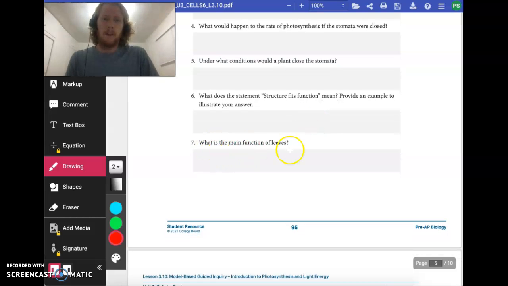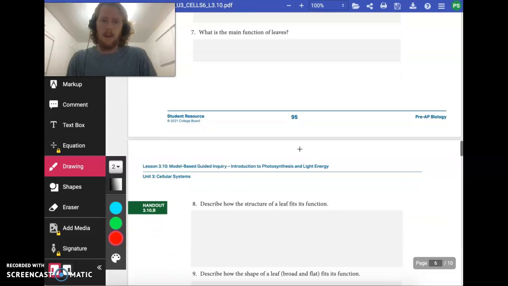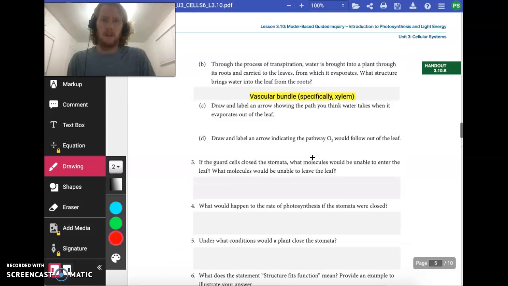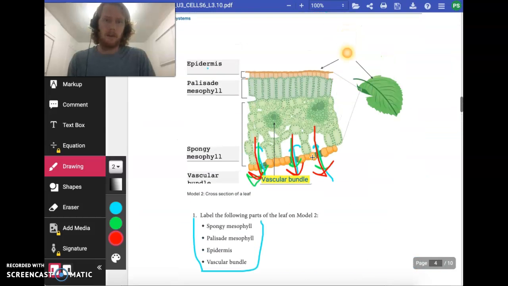What is the main function of leaves? Well, their function is to allow the plant to do photosynthesis, right? That's the whole purpose of a leaf, is to allow the plant to do photosynthesis. So describe how the structure of a leaf fits its function. So we can look up here. There's a lot of things you can talk about here.